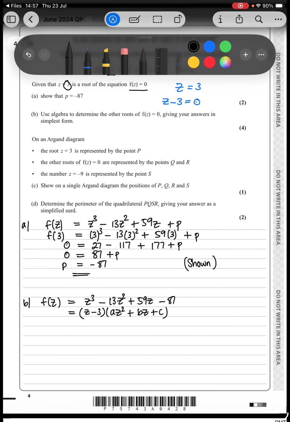I'll be needing the ruler for part D. Part D says determine the perimeter of the quadrilateral PQSR, giving your answer as a simplified surd.